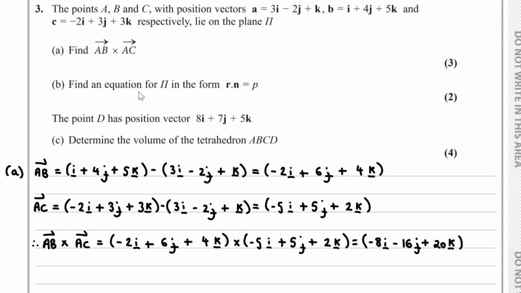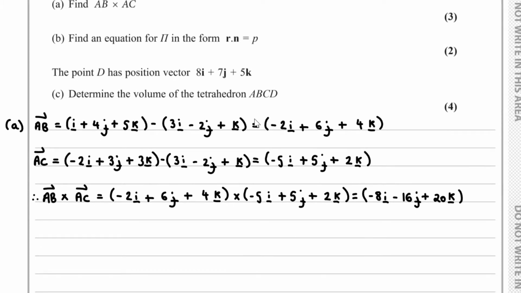For part B, we have to find an equation for pi in the form r dot n equals p. First of all, we need to recognize that the normal vector n is the result of crossing two vectors which lie on the plane. And of course, the normal vector will be given by this result over here.